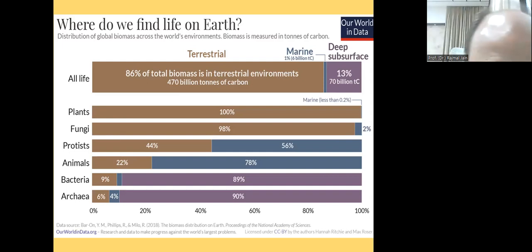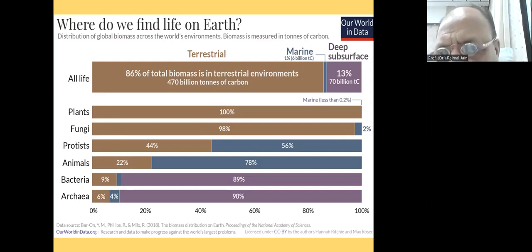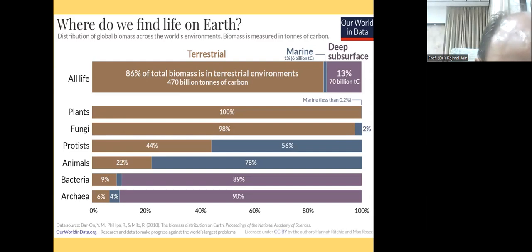oceans. Similarly, the protists are 46% on the surface and 56% in the oceans. Then the animals, which we have been talking about, 2 senses to 5 senses. Even the mosquito is considered in science as an animal. So 22% is on the surface, and 78% is in the oceans. Now the turn comes to the bacteria and archaea. Largely they are under the surface and very little on the surface.